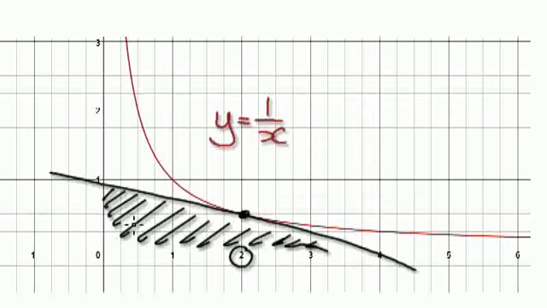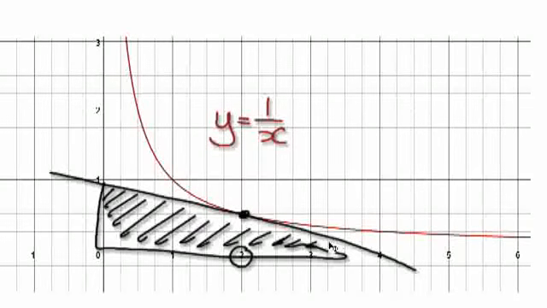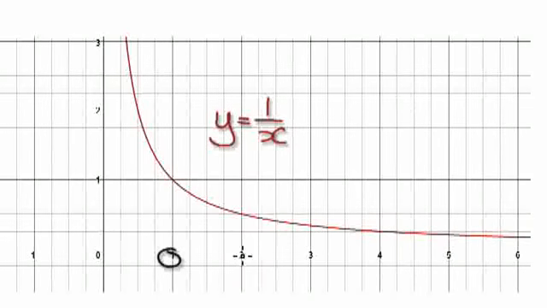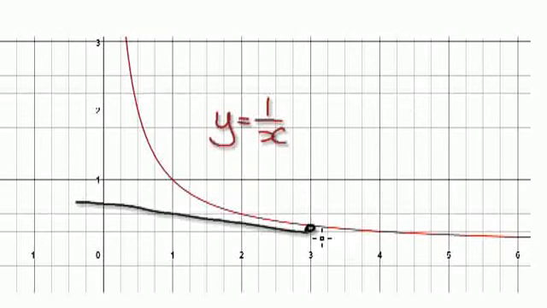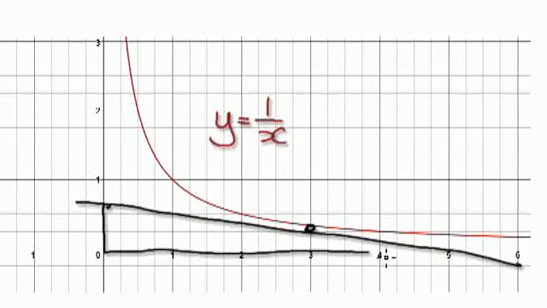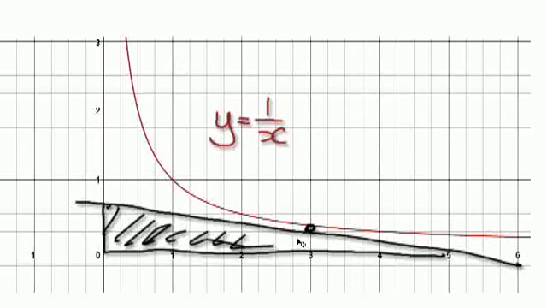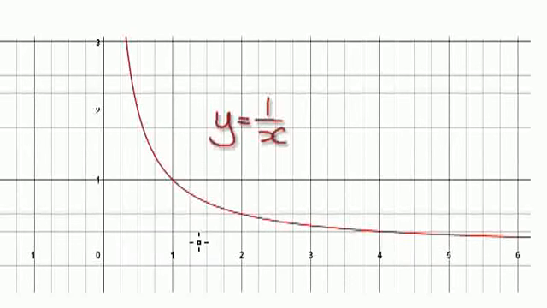Which one would give me the biggest area? Will it be when x equals 1, or when x equals 2, or when x equals 3? So if I were to draw a tangent at x equals 3, it would look something like this. And then this area here. Okay, so somehow find a way of working this out. Which one would give me the biggest area?